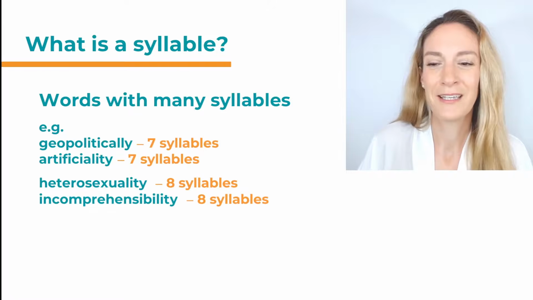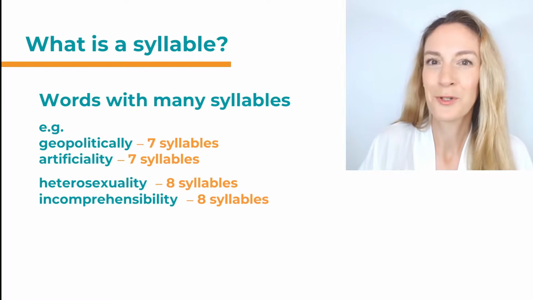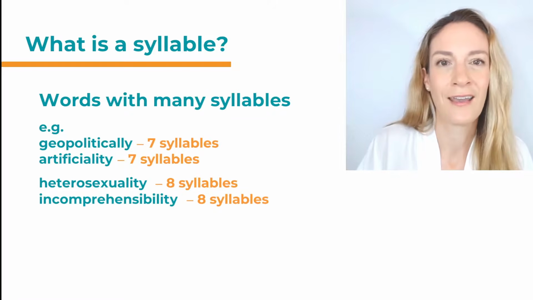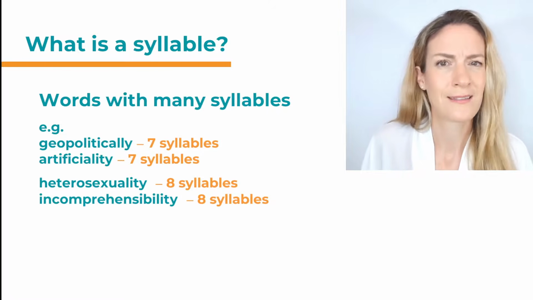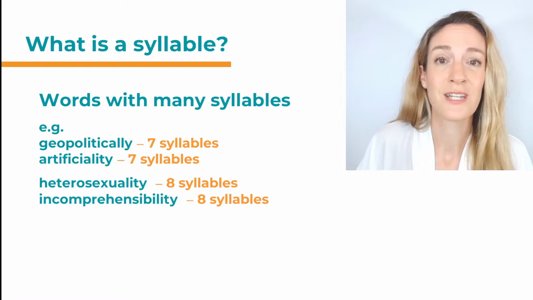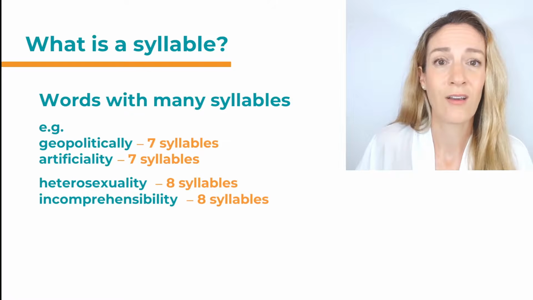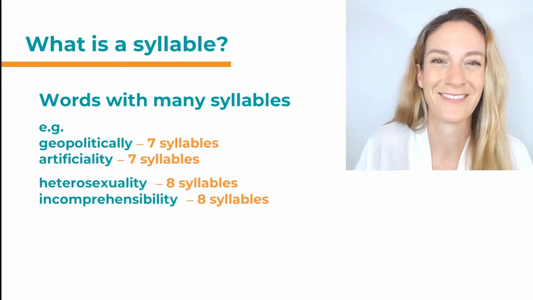Here we have incomprehensibility. Now, you probably remember the word comprehend, and then you know words ending in ity are nouns, and words starting with in form the opposite. So it can help sometimes a little bit to get the meaning. So this is when you don't understand something, but it's the noun. So incomprehensibility, 8 syllables. Incomprehensibility. 8 syllables. I've counted along.